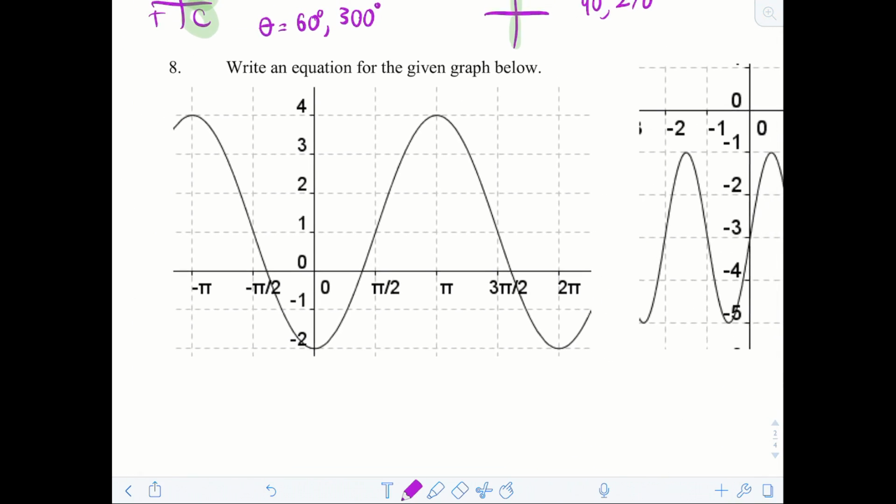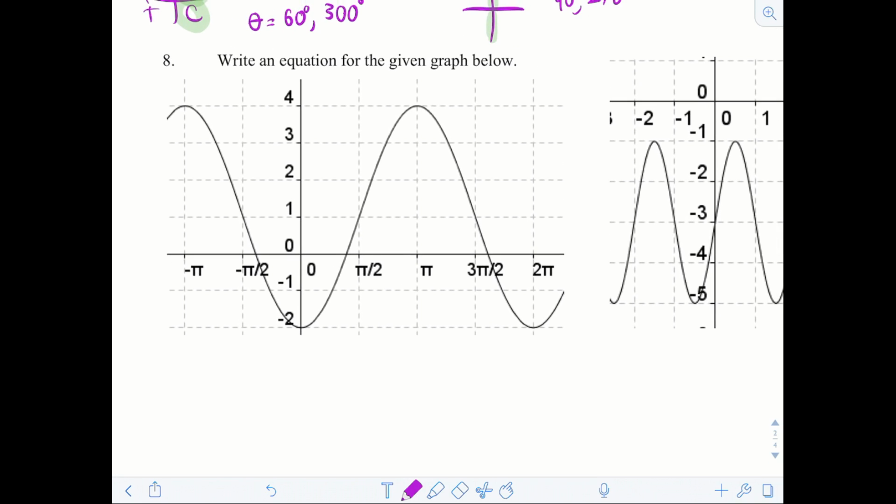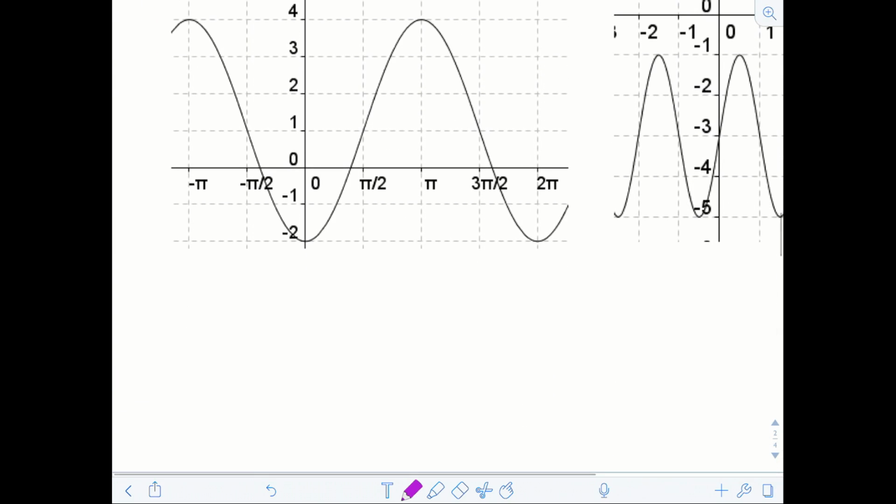Now, working on these types of problems, writing the equation for the given graph. I'm going to run you through each one of the steps on trying to figure out the values, and then we're going to write our equation. So I think I should have enough room. I'm going to start off by marking the highest and the lowest point. So the highest here, so I'm going to write that as max, is 4. The lowest point is going to be at -2.